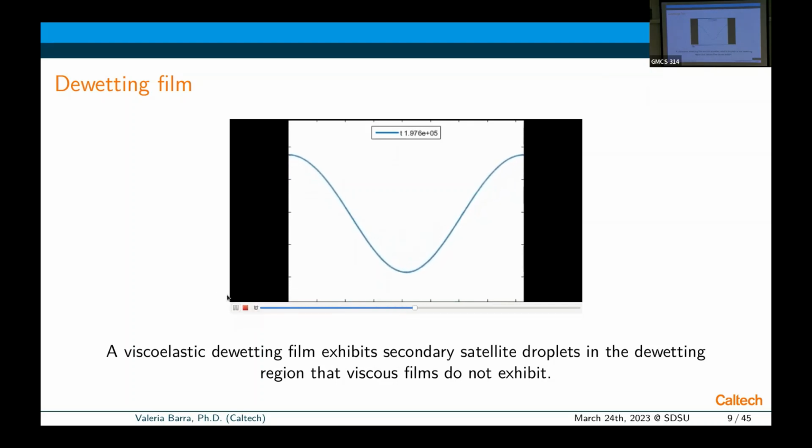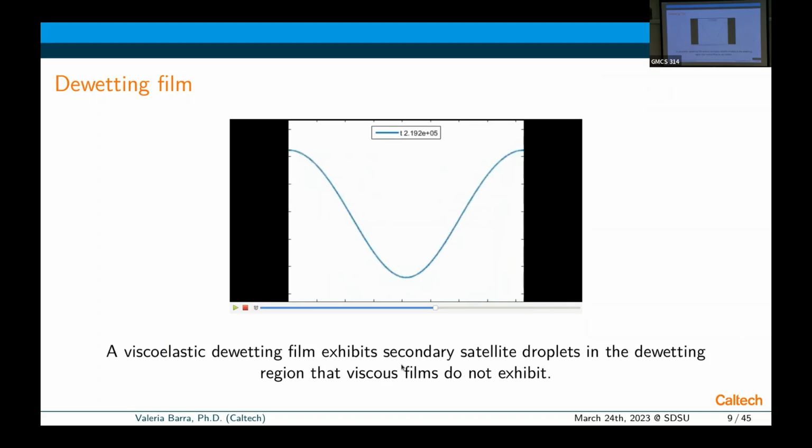And one of the innovations in my study was that we were able to obtain this satellite droplet in between. And this was a novelty, but we were able to confirm this in experimental findings. So they're observed in experimental settings. But these are due to viscoelasticity because they're not present in the Newtonian case, in the viscous case.